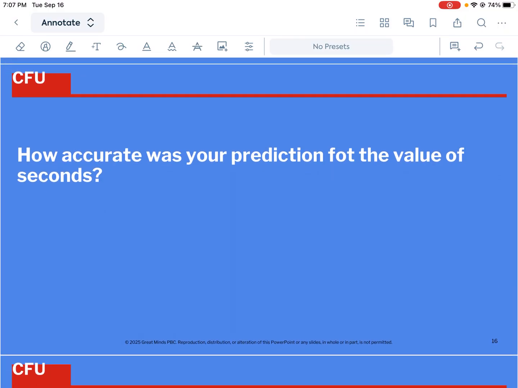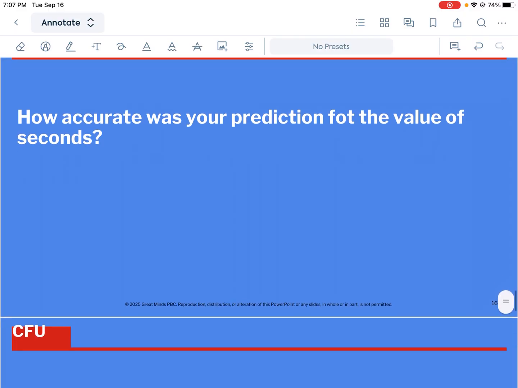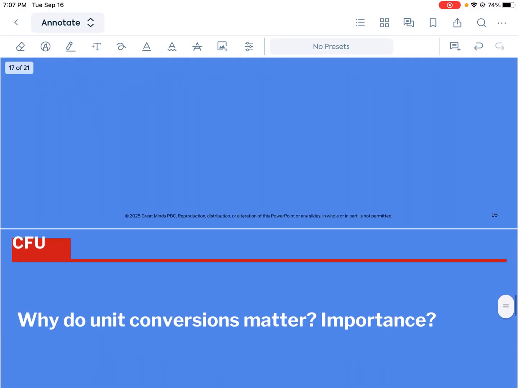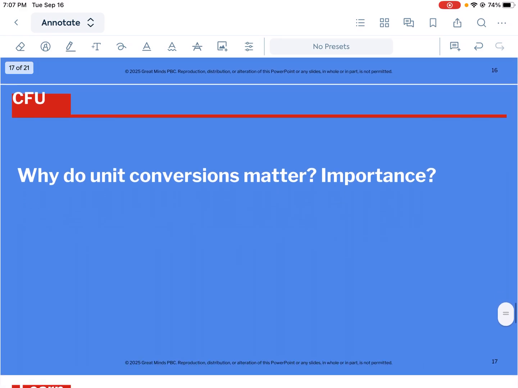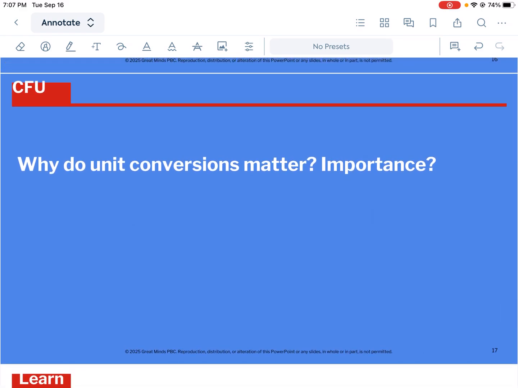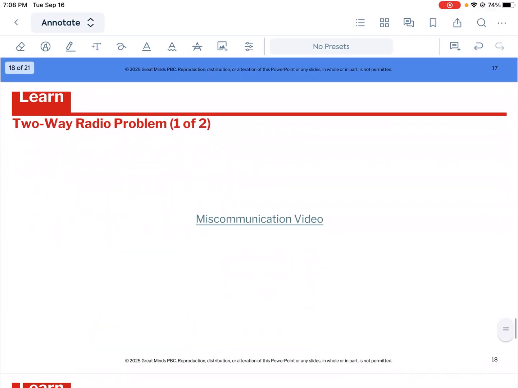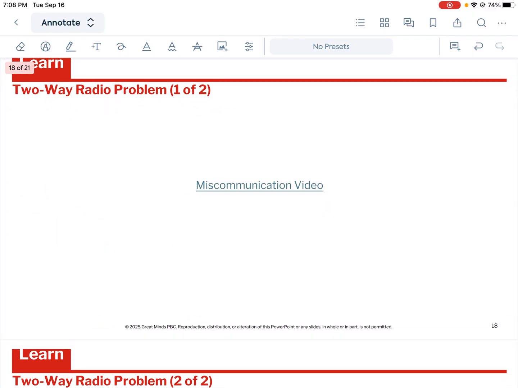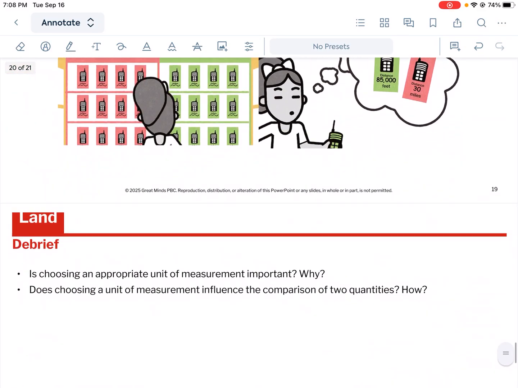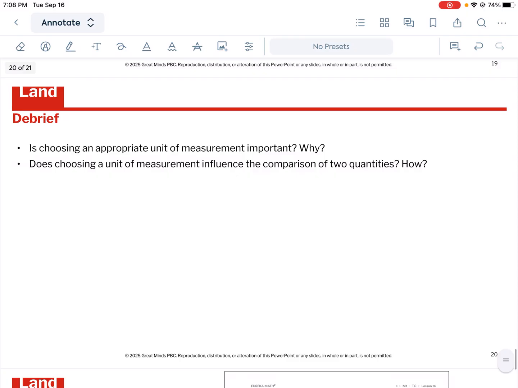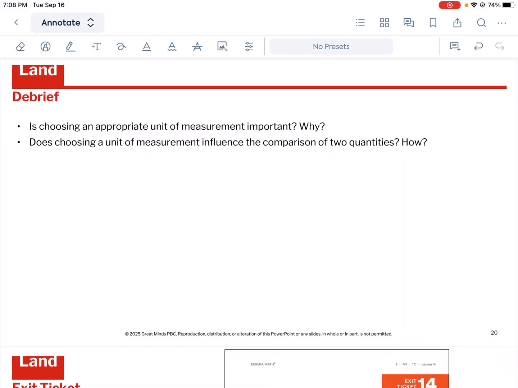If you made a prediction though for the value of seconds, how accurate was that? Just take a second to think to yourself on that, as well as this question: why do the units of conversions matter? Why is it important? Take a few seconds, pause, marinate on that to yourself about 10 seconds, and then come back. There's another example here for two-way radio problem, but we're not going to do that. We're going to skip right past that for the sake of time. Once again, just marinate here on these 2 debrief questions.